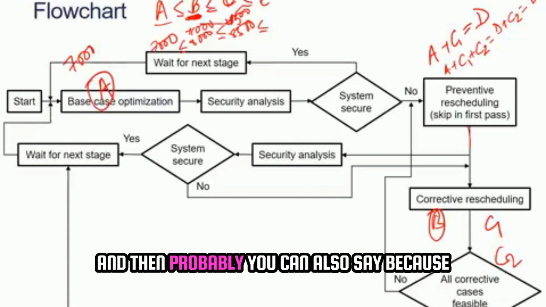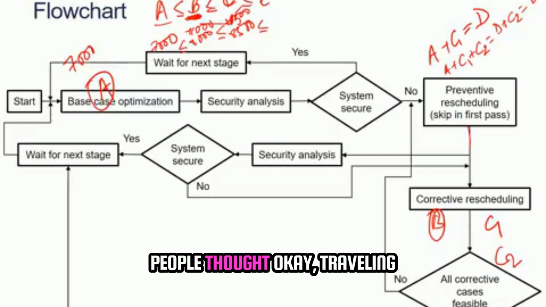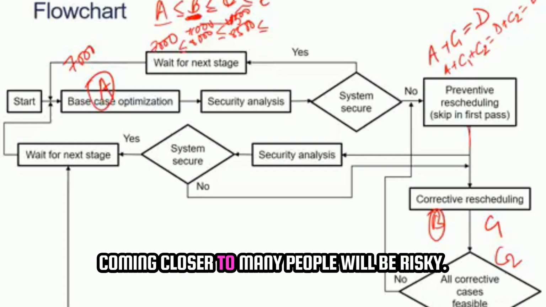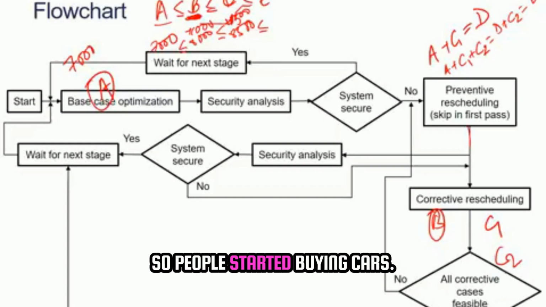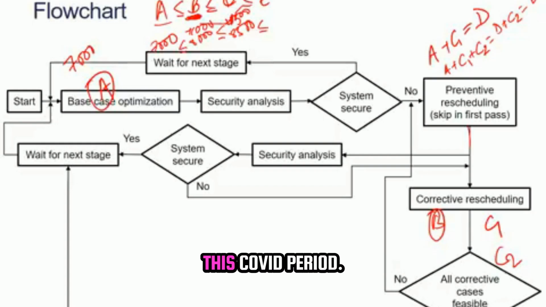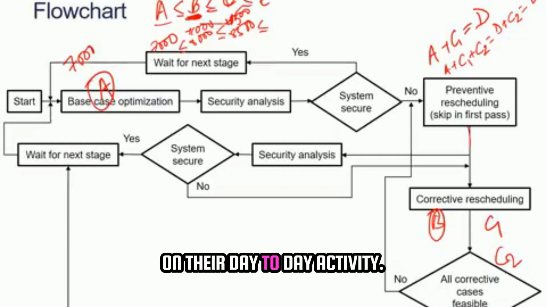Right, and then probably you can also say, because people thought, I don't know if you know this or not, that traveling by public transport will be risky, coming closer to many people will be risky, so people started buying cars. A lot of people bought cars during this COVID period. So that is the additional constraint some people added on their day-to-day activity.